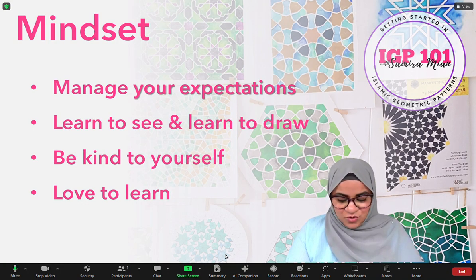And Sarah Beth has said, I love that you will never run out of new patterns to discover or recreate. There's always something new or old to discover. I agree with that 100%.